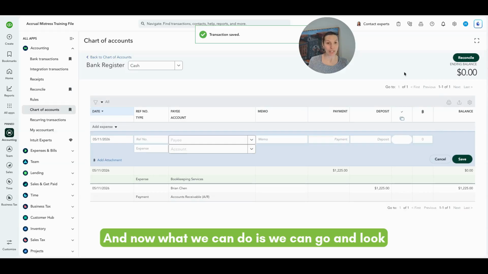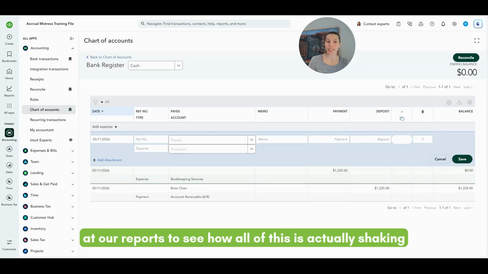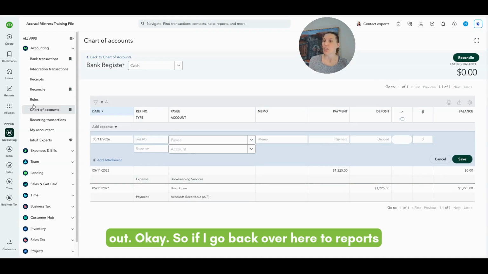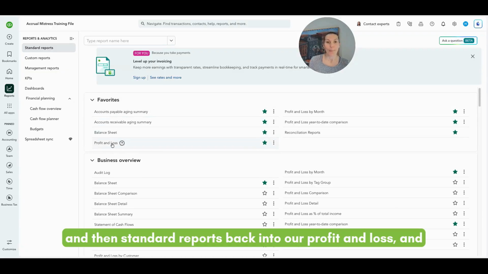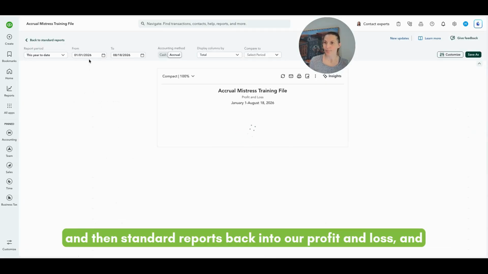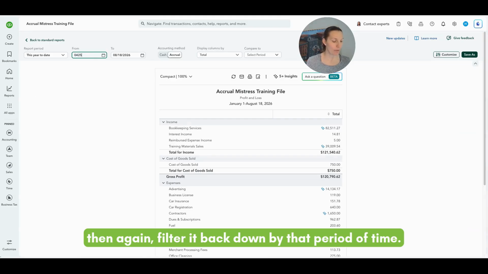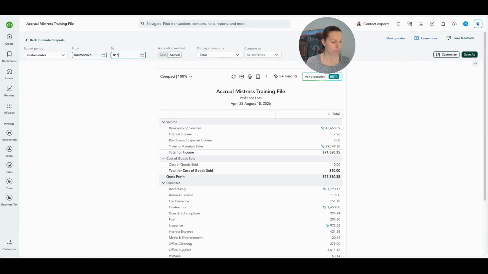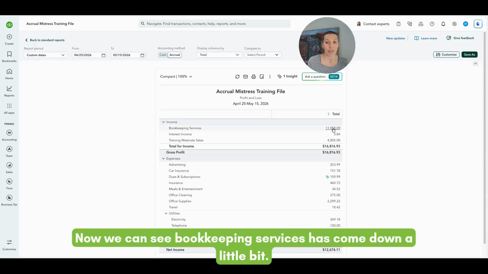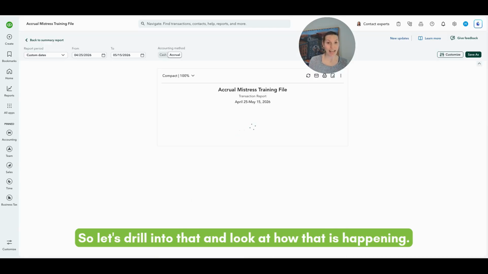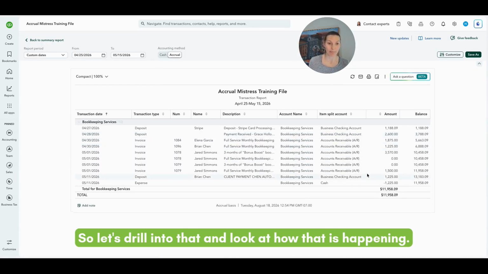And now what we can do is we can go and look at our reports to see how all of this is actually shaking out. Okay, so if I go back over here to reports and then standard reports, back into our profit and loss, and then again filter it back down by that period of time. Now we can see bookkeeping services has come down a little bit. So let's drill into that and look at how that is happening.